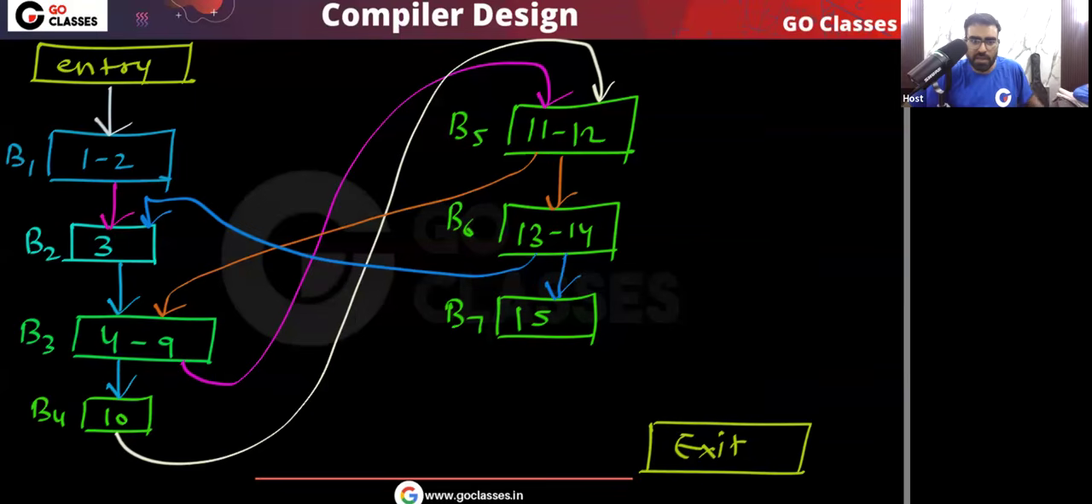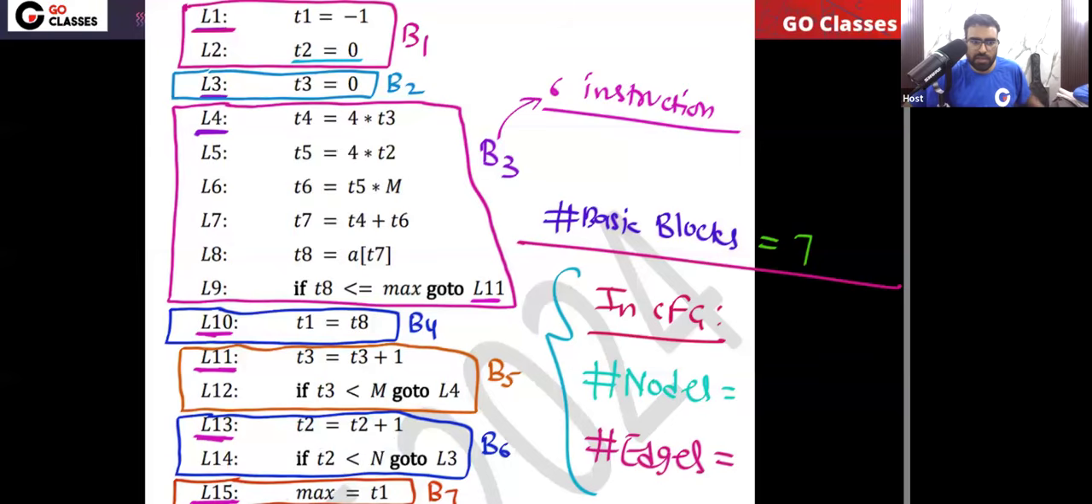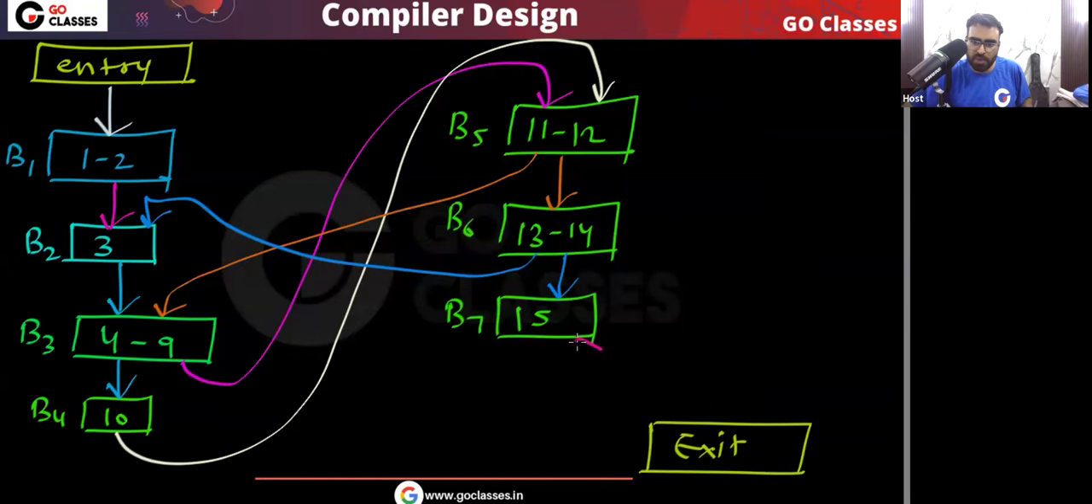And what about this basic block B7? In this basic block B7, we have a simple instruction, which is not a jump instruction. So there will be only one outgoing edge to the exit node. Okay, that's it.